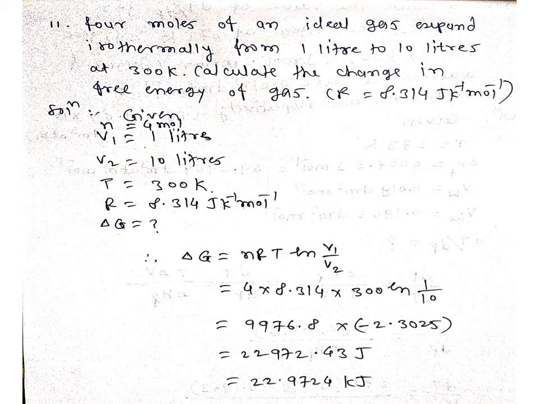You will get the answer, that is delta G is equal to 22,972.43 joules, which is equal to 22.9724 kilojoules.